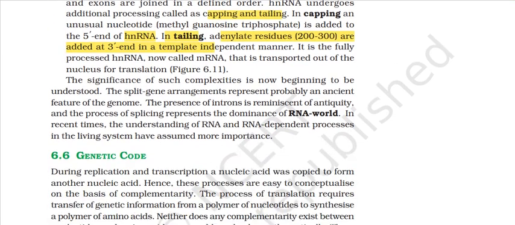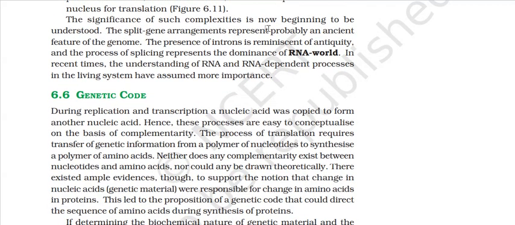The significance of such complexities is now beginning to be understood. The split gene arrangements represent probably an ancient feature of the genome. ये आया ही क्यों? The presence of introns is reminiscent of antiquity, and the process of splicing represents the dominance of RNA world. In recent times, the understanding of RNA and RNA dependent processes in the living system have assumed more importance. Right? तो क्यों हमारे पास usually we need RNA basically for splicing purposes, ठीक है?